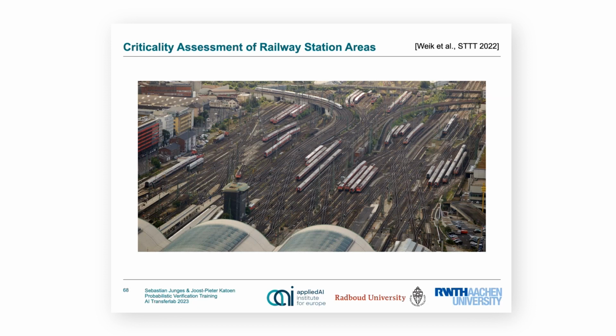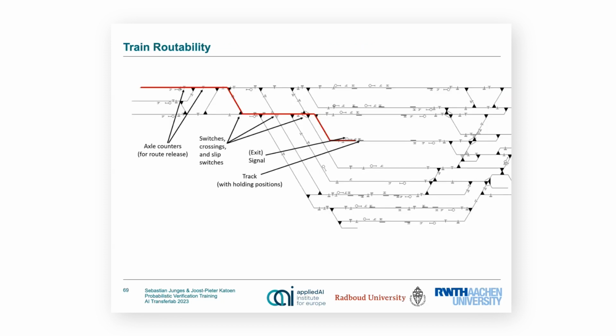Good. The first example is about a criticality assessment of railway station areas. So what did we do here? There are standard notations in which railway engineers model the infrastructure in a railway station. Here you see an example of such a thing, and you see all kinds of equipment. You see switches, signals, tracks with holding positions, axle counters that you need in order to release certain routes, and so on.